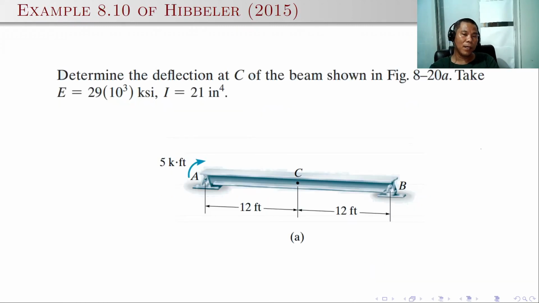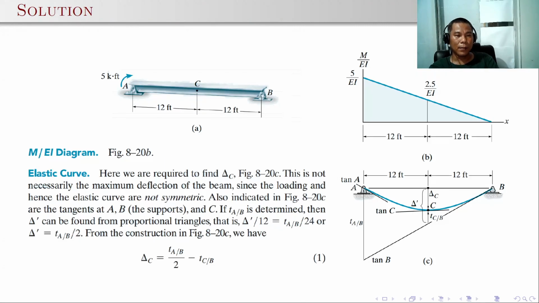We have a different beam, a simply supported beam, but with a couple applied at support A. What would be the deflection at point C for this particular beam? Again, you can just draw the M over EI diagram by computing the reaction first, because here we have a couple and we have two reactions at point A and point B, so it's important that you will be able to compute the reaction at A and B.